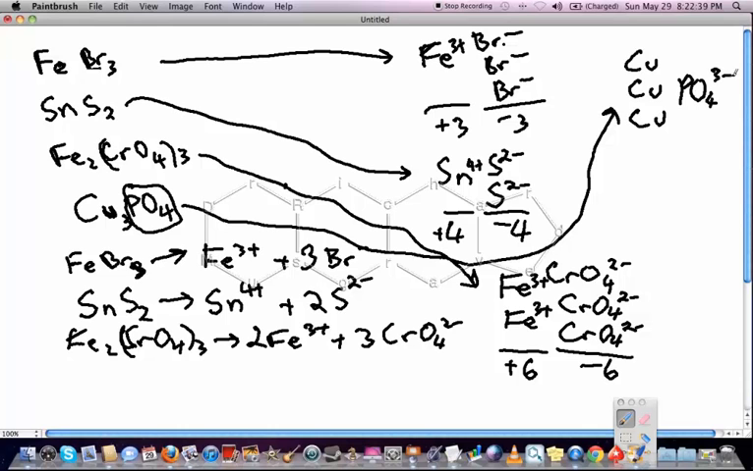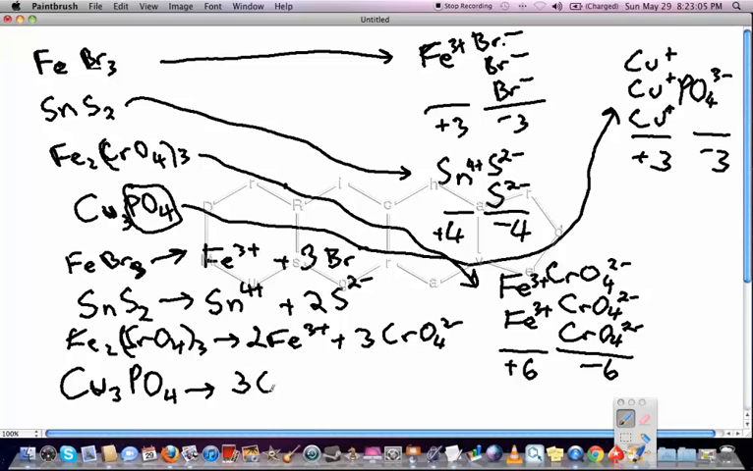Now if we know that the charge on phosphate is -3, then the total on this side is going to be -3, which means the total on this side has to be +3, which means each one of these coppers would have to have a positive charge. So Cu3PO4 will split into 3 Cu+, see 1, 2, 3, and 1 phosphate.